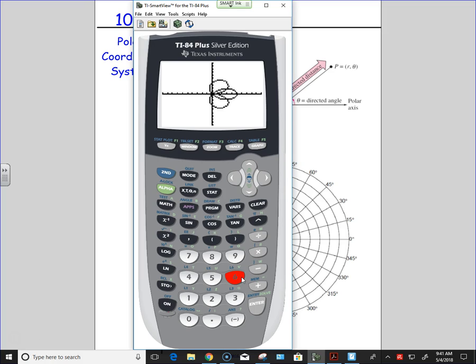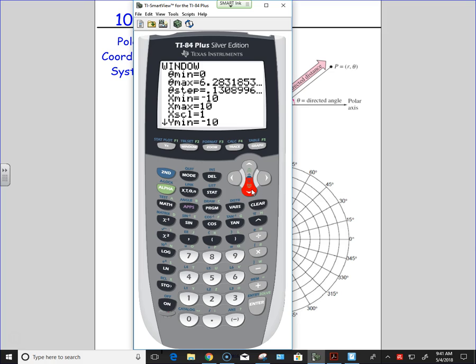Now, the problem is 2 pi was not enough, and I did that on purpose. On this one, the period is longer than 2 pi. It's been, in a sense, stretched, and so I think you'd want to go to 4 pi instead. Let's see if we can get the entire flower now.